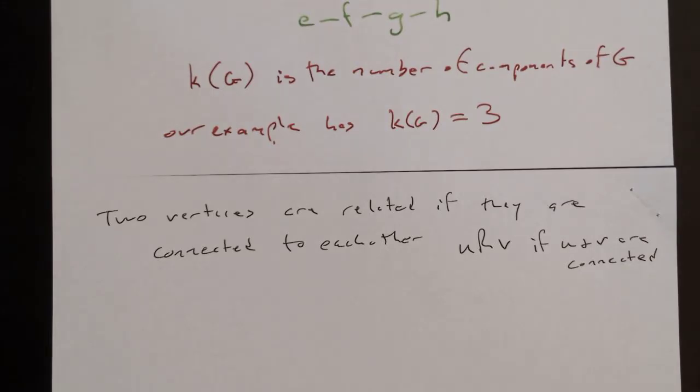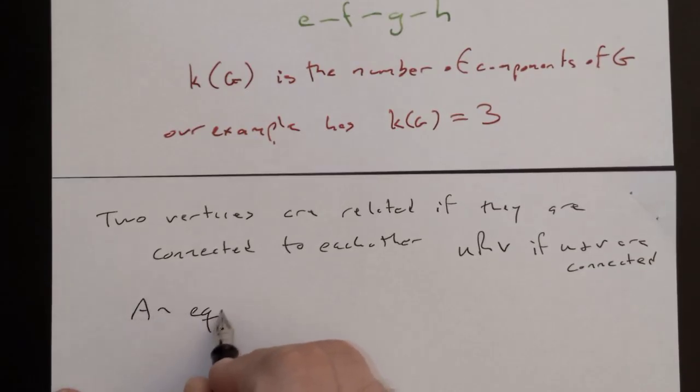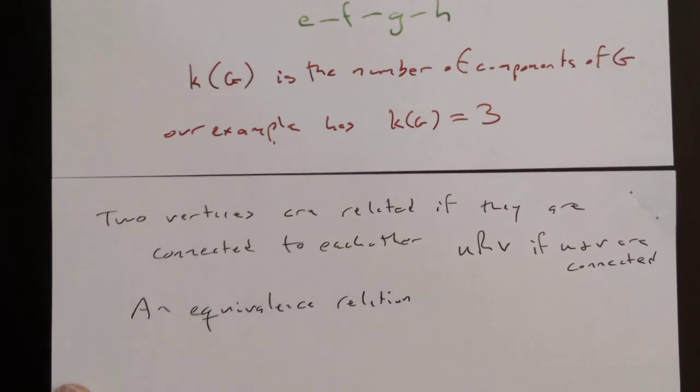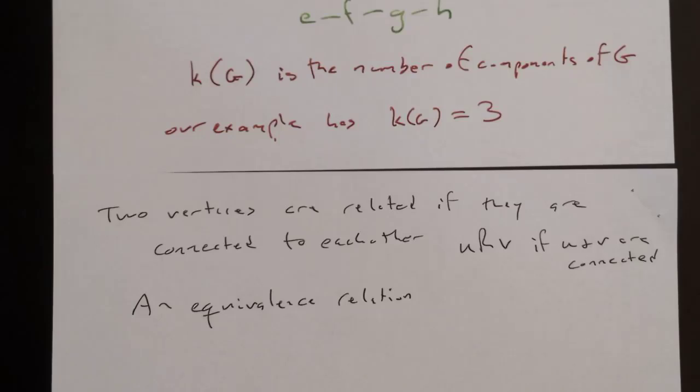Can I get from U to U? I don't have to go anywhere. If I can get from U to V, can I get from V to U? Same walk, just go backward. If I get from U to V and V to W, can I get from U to W? I don't have to have a path, I just have to have a walk. Yes. That makes this an equivalence relation. And the collection of vertices then get divided into equivalence classes.